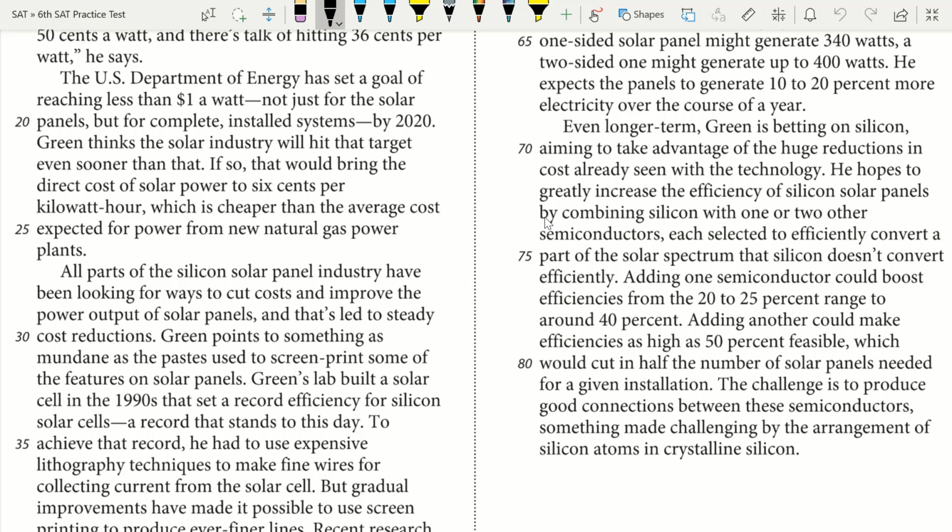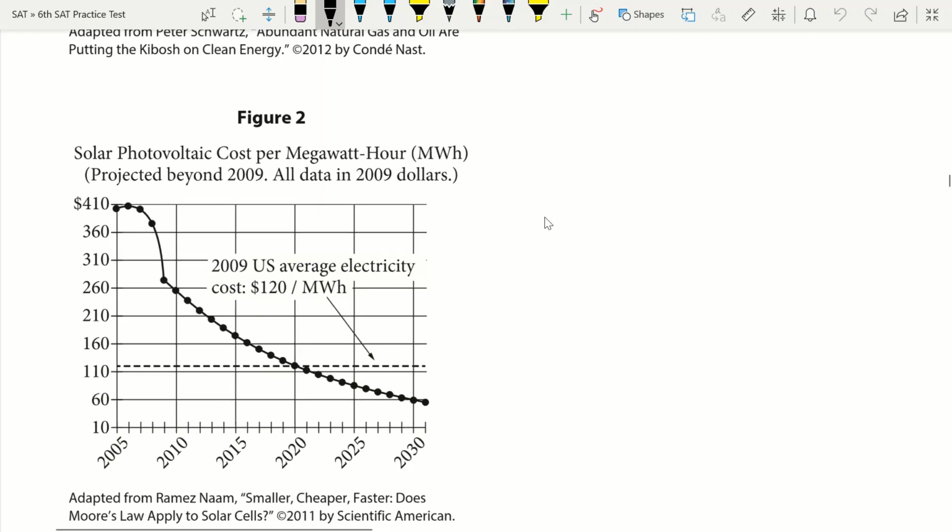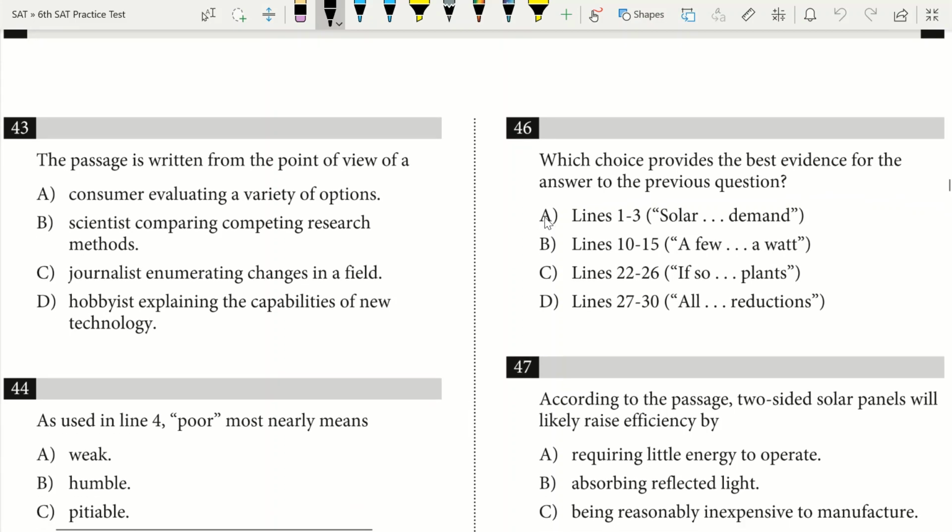The challenge is to produce good connections between these semiconductors, something made challenging by the arrangement of silicon atoms in crystalline silicon. Okay, then I have two graphs, and now we're going to go ahead and get into our questions.